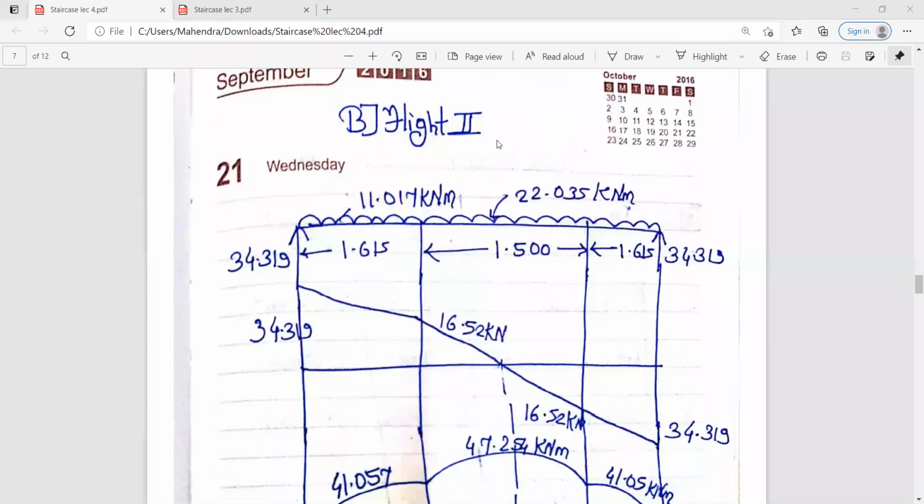Okay. So for flight 2 again, you can see this is the load for the landing and mid landing, and this is for the flight. As you can see, we had already done the calculation, that is 1.5 plus 0.115. So ऐसे आपको मिलता है 1.615. This is for the mid landing level, and again this is for the mid landing level, and this is for the flight. So this distance is 1.5 for flight 2, and this is 1.615 and 1.615.